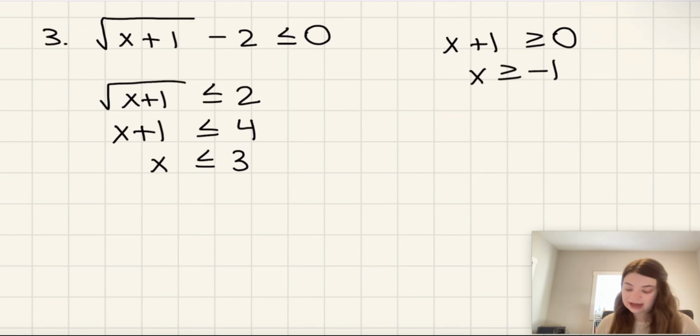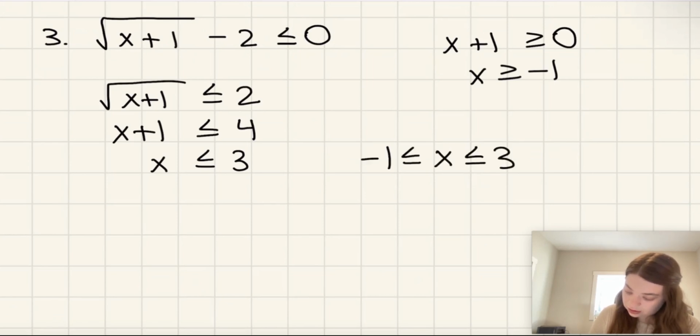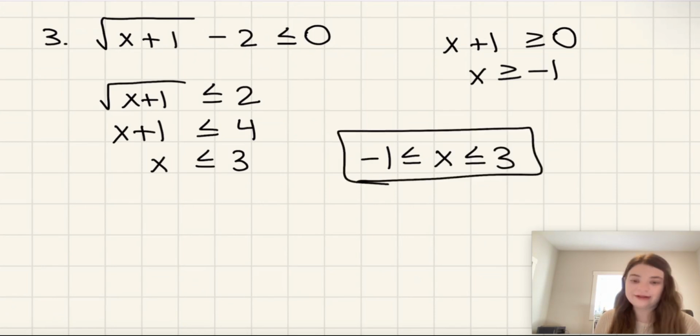Okay, now let's put it together. We know that x must be less than or equal to 3, and x must be greater than or equal to negative 1. And so the final answer is that negative 1 and 3 are the bounds. So there's our final answer for that one.